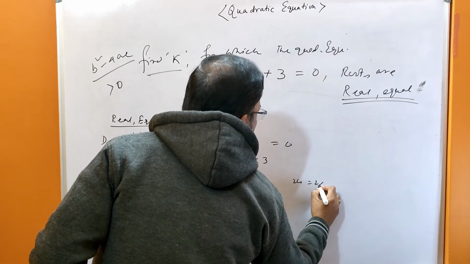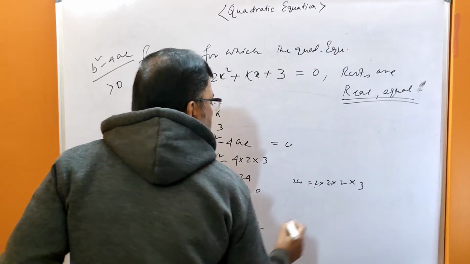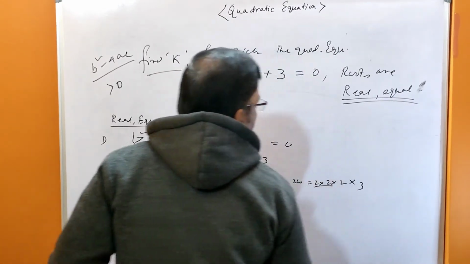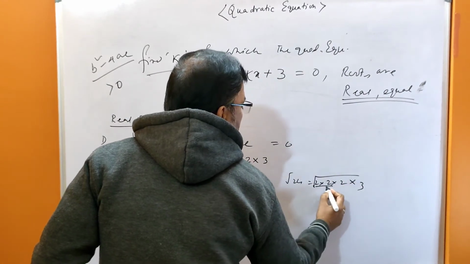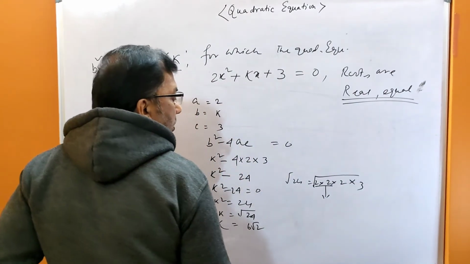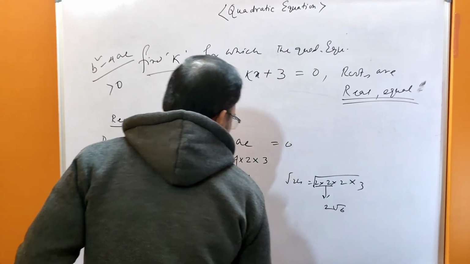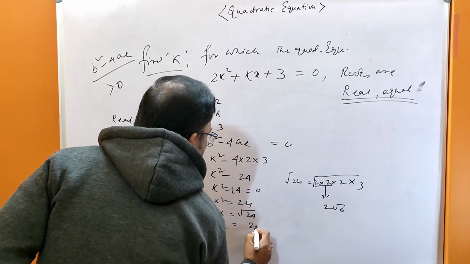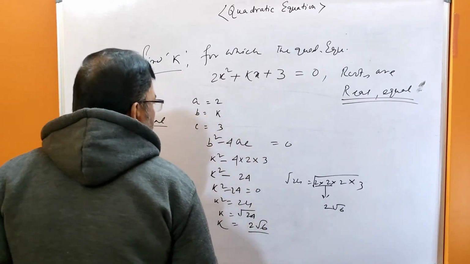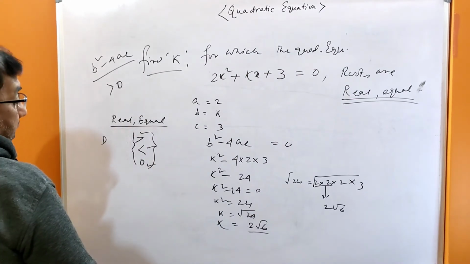24 means 2 into 2 into 2 into 3, so 2 into 2 into 6. That means root over this, the root taken out between 2 is 2 root 6. Sorry, 2 root 6. 2 root 6. That means 2 root 6 has come.